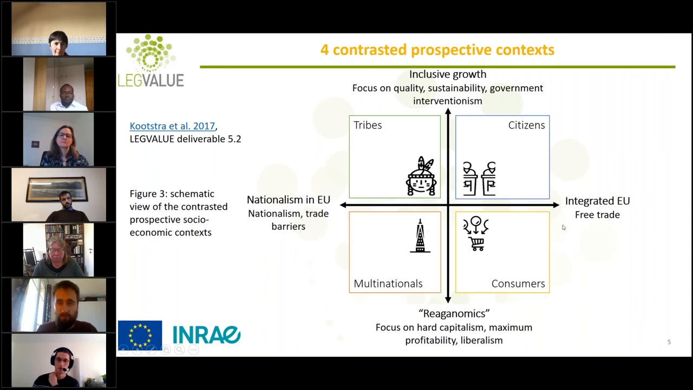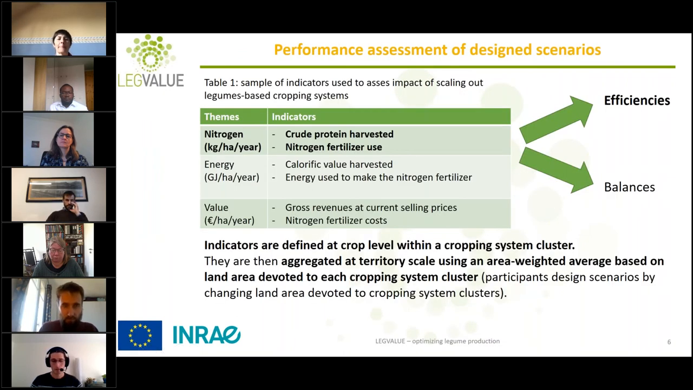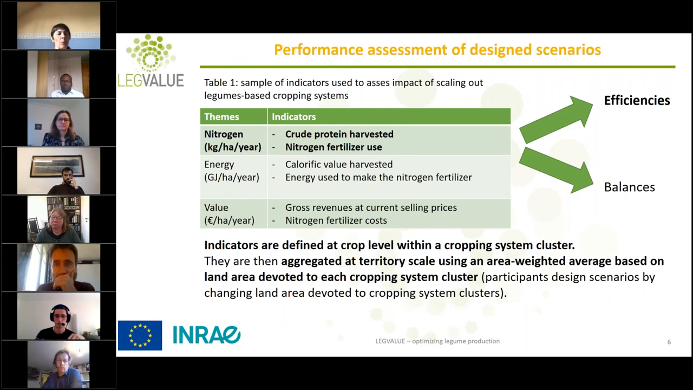So then we assessed the performance of the distributions elaborated by stakeholders during the workshop using three terms. We decided to use these terms according to the data that was provided. And we used Eurostat, feed tables, and SQL tables as references at crop level.